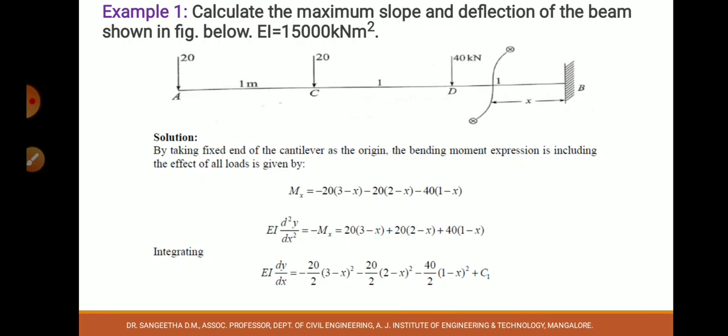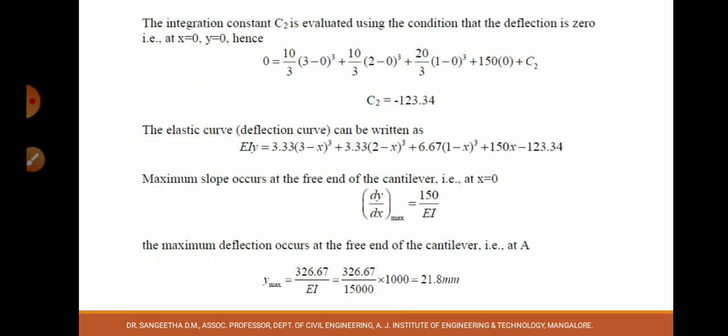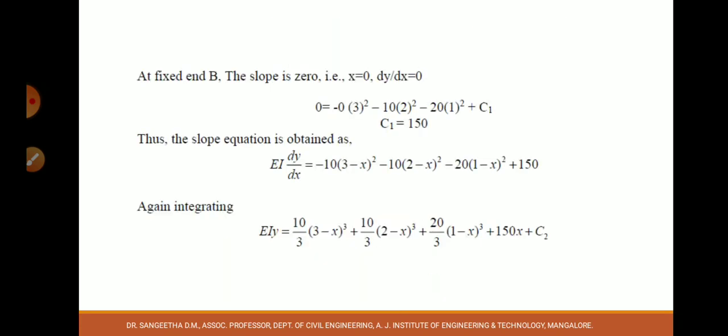So what is the integration of 1 minus x? Minus 1 minus x whole square by 2, the same I have substituted here, plus the integral constant c1. We will keep the integral constant as it is, and this we will name as equation 1.